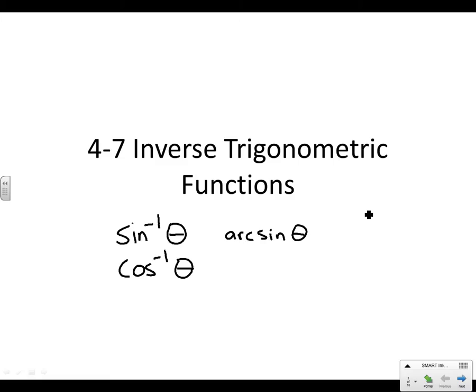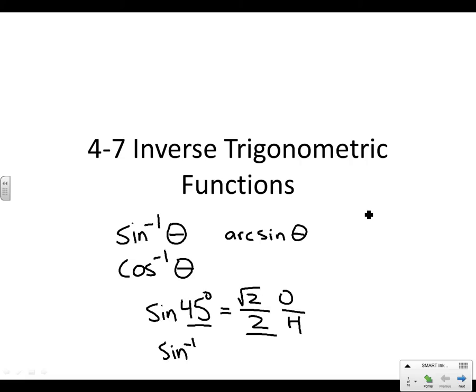All right? And so what we've done so far is we've had an angle, say 45 degrees, and as a result, we've gotten a side length, right? The opposite, if we drew a triangle, would be √2, and the hypotenuse is 2. So the input is an angle. The output is a fraction of sides of a triangle. The inverse is the reverse, right?